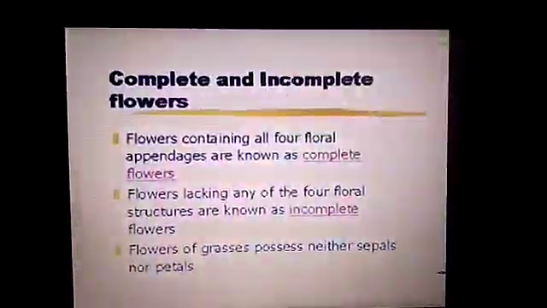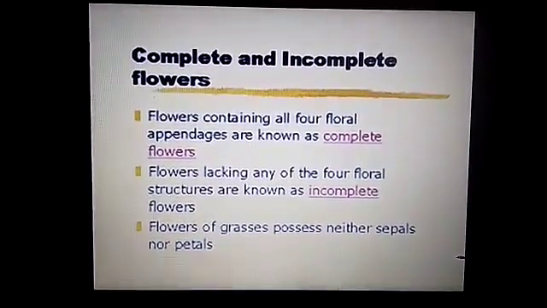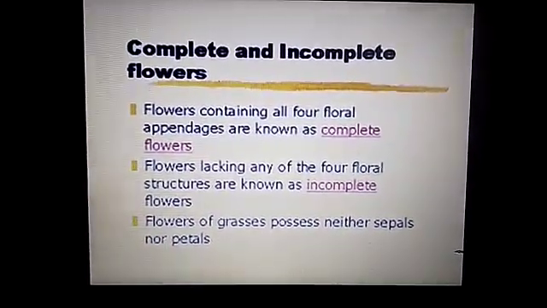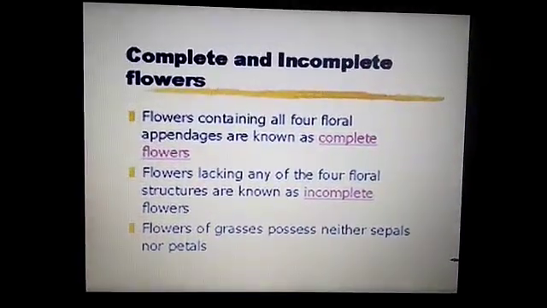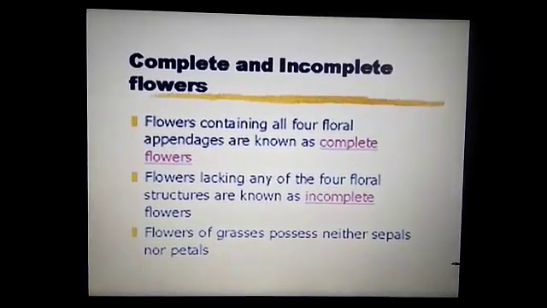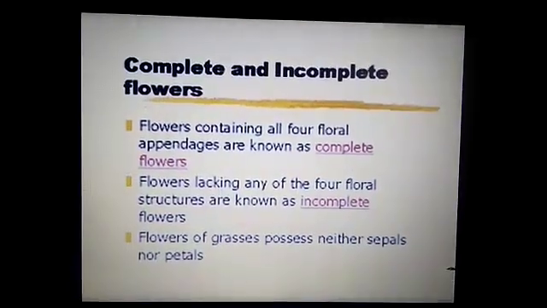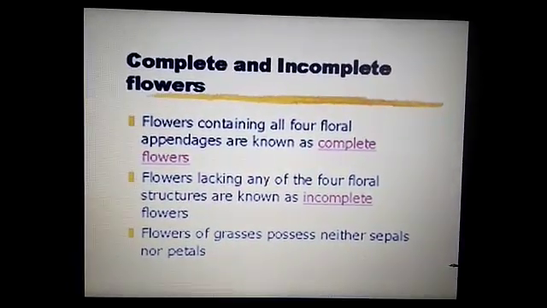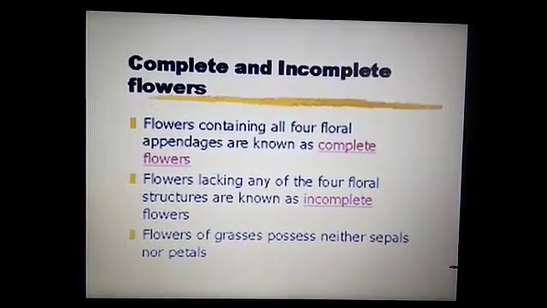So this is about the shape and parts of a flower. Next, we come to complete and incomplete flowers. A complete or perfect flower is one which contains all 4 floral structures. If one or more sets of floral structures are missing, the flower is called an incomplete flower. Flowers of grasses possess neither sepals nor petals.